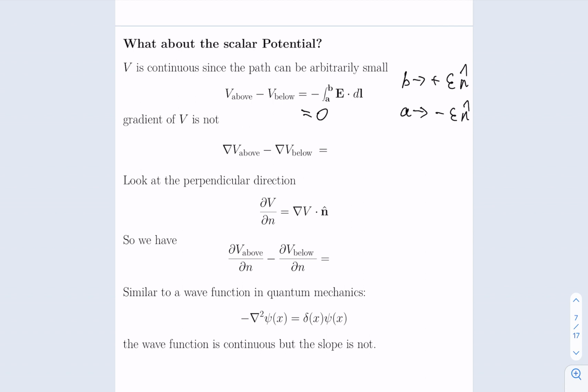However, that's not the end of the story. The gradient of the V is actually not continuous, and that is because the gradient of V equals the negative E, right? So this is negative E above, and so we simply copy our expression from the E field and add an additional minus sign, and that really gives us a result.